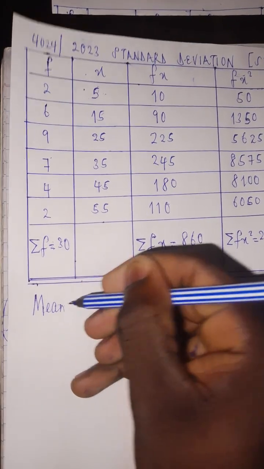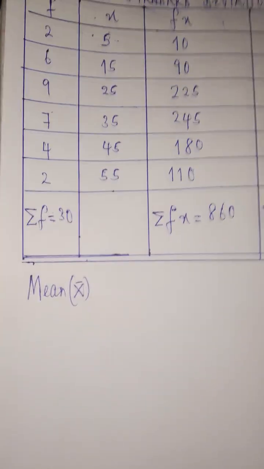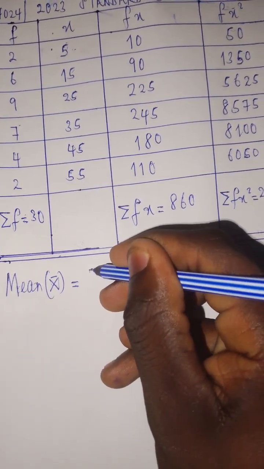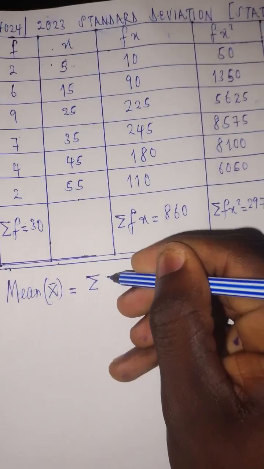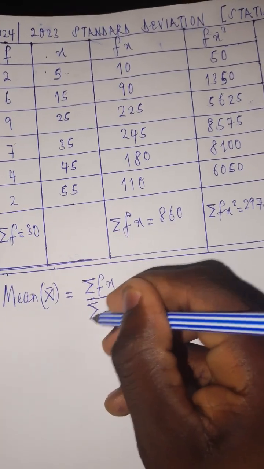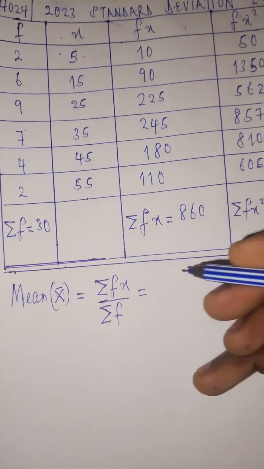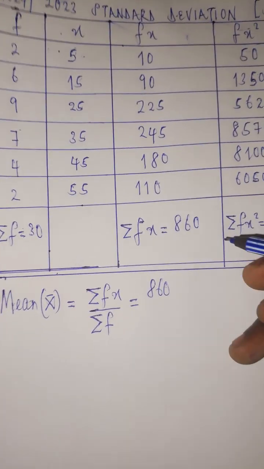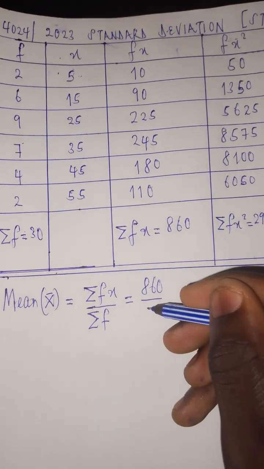So I'm going to say mean, denoted by that symbol x bar, is given by the formula. This is for grouped data, so it will be summation of frequency times midpoint over summation of the frequency. Summation of the frequency multiplied by midpoint is 860 here from the table. Then summation of the frequency gave 30.